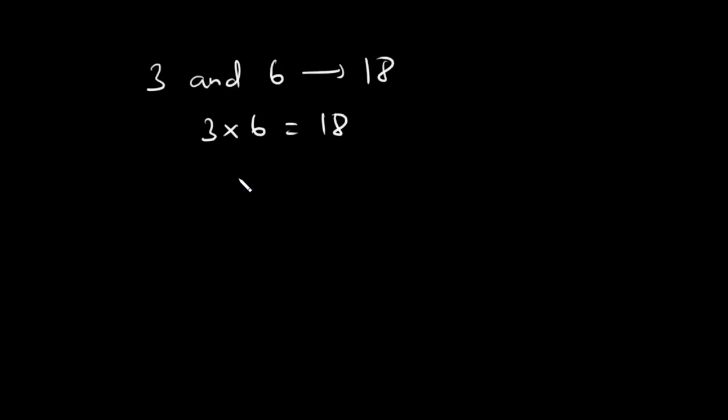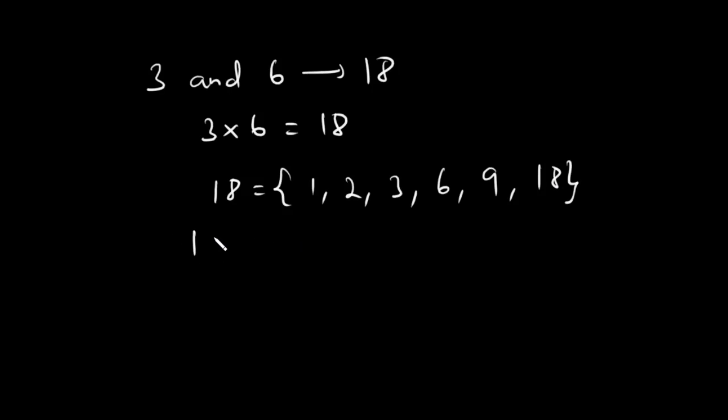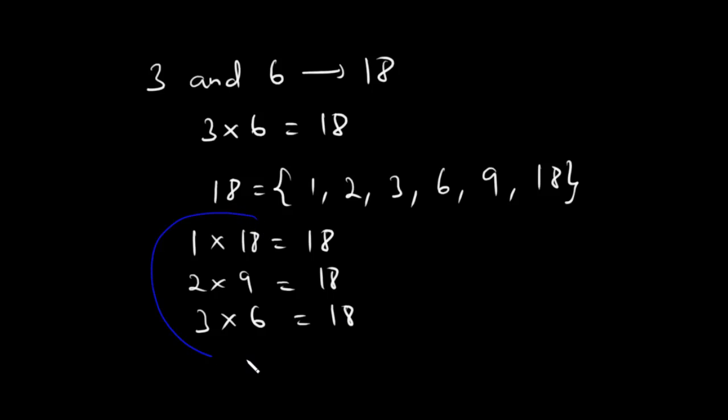However, these are not the only factors of 18. The complete collection of factors of 18 is 1, 2, 3, 6, 9, and 18 itself. This is because 1 times 18 is equal to 18, 2 times 9 is equal to 18, and 3 times 6 is also equal to 18. These are called the factors, and 18 is the product.